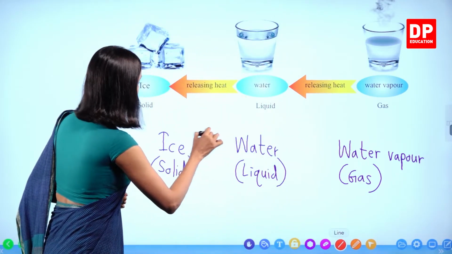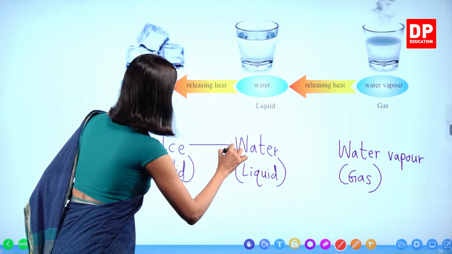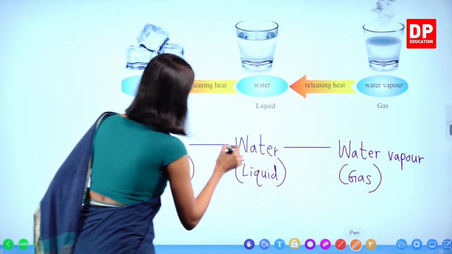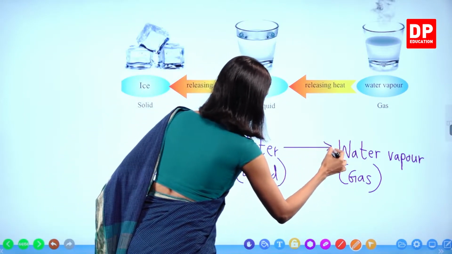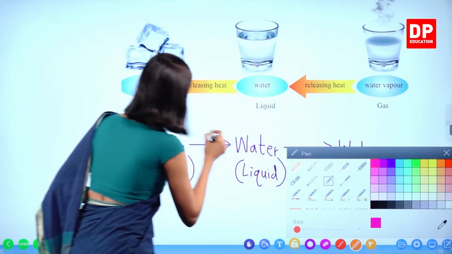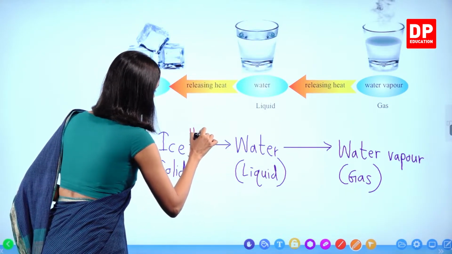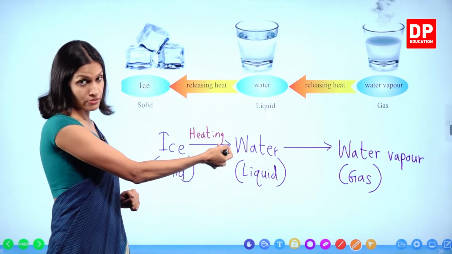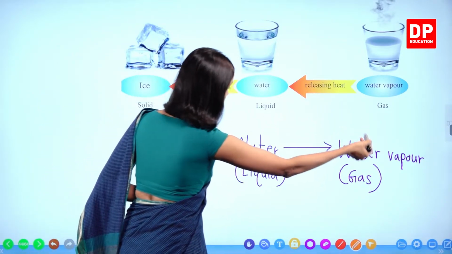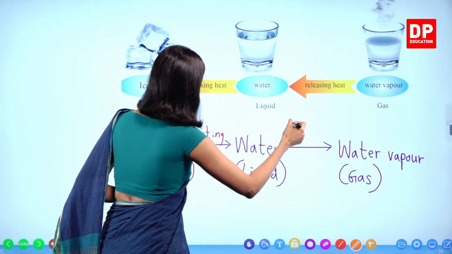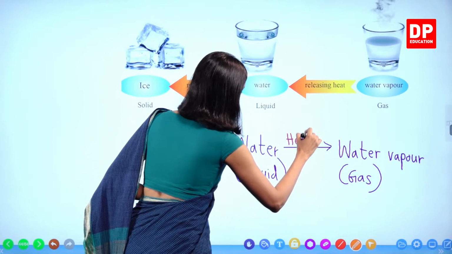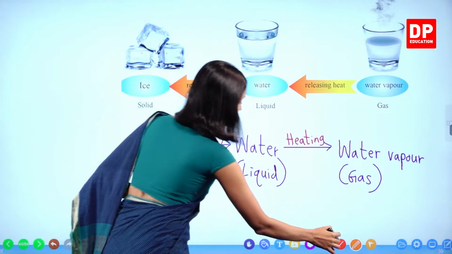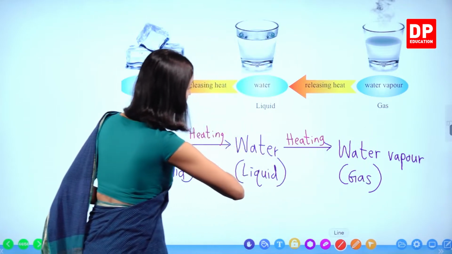Right? So, when we heat ice, what will happen? When we heat ice, on the arrow we will write heating. Right? When we heat ice, it turns into liquid water. When we heat water, it will turn into water vapor. Right? The same thing we can write in a different way to the other side.